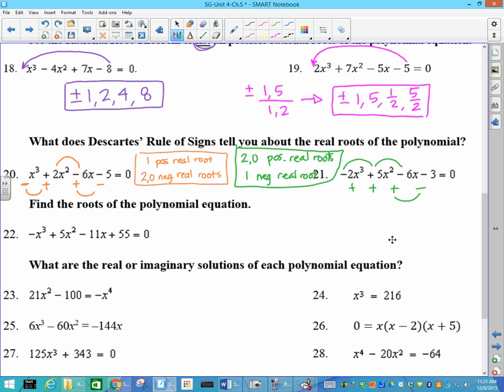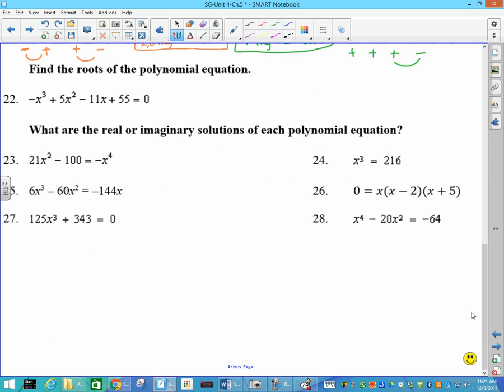Okay, find the roots of the polynomial. So you can do p over q. These problems here, y'all, this says find the roots. This says what are the real or imaginary solutions. They're all asking the same thing. I just want you to be aware that they're different directions, but they're asking the same thing.